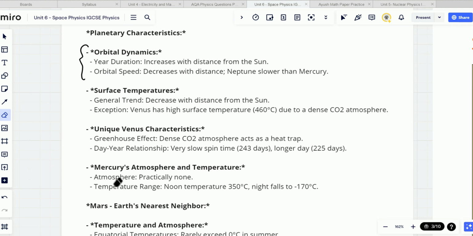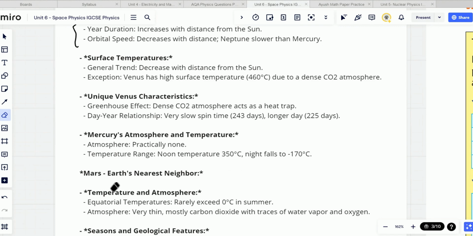Okay, so it's very general. If they ask you, you just need to know that the planet which is near the sun will have a higher temperature than the one that is further away from the sun. That's it.